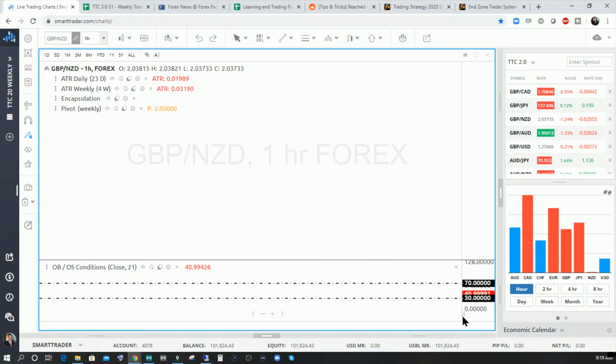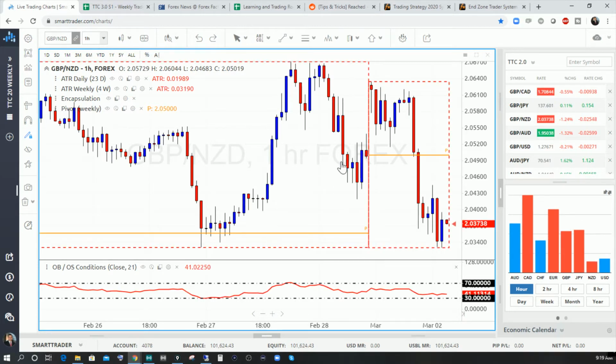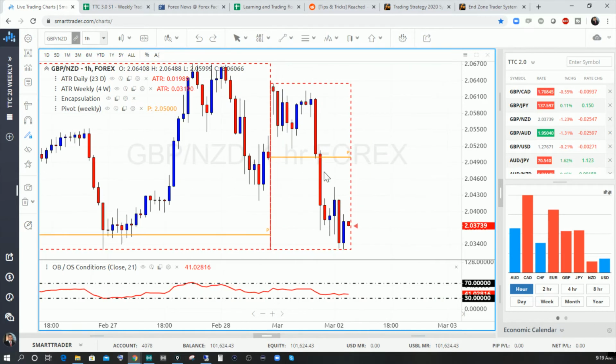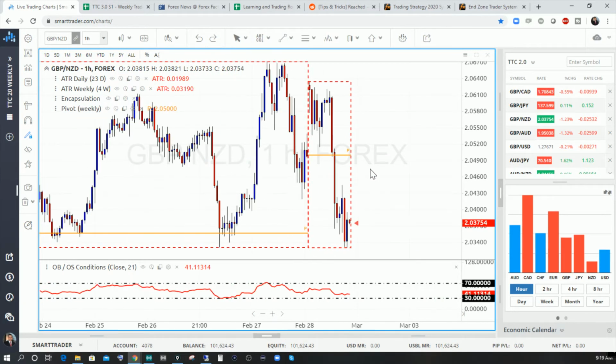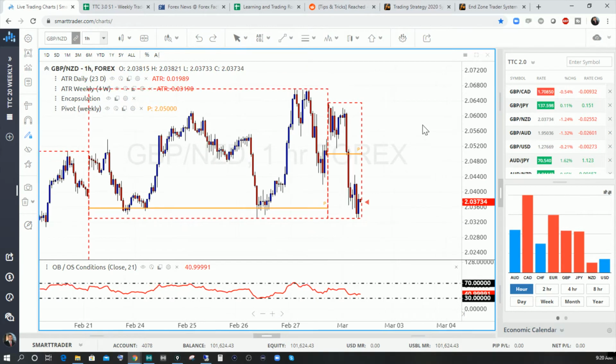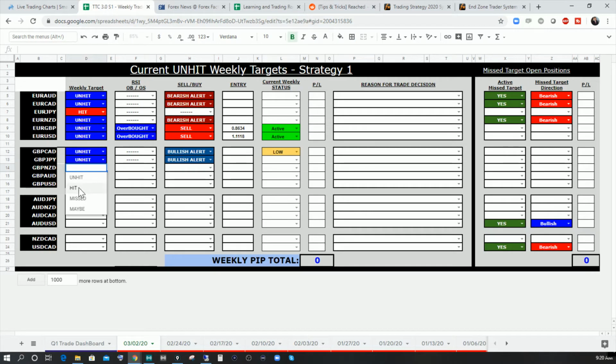And the question in the room here is how you trade unhit targets. Just like we're doing right here, we're looking for overbought, oversold conditions, and then we're going to go ahead and trade towards those targets. So we have an unhit target right here, so this one becomes a no-go for this week. All right, no-go for this week.